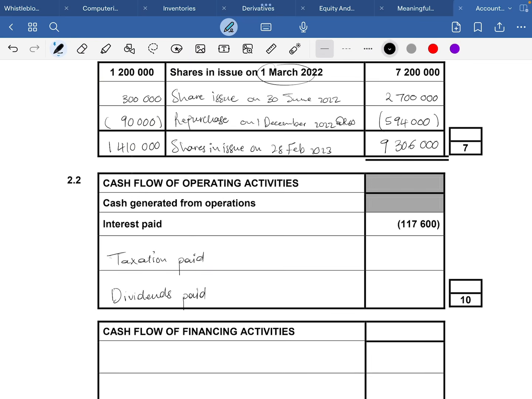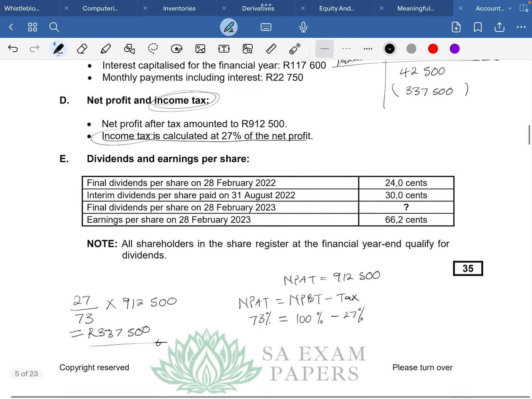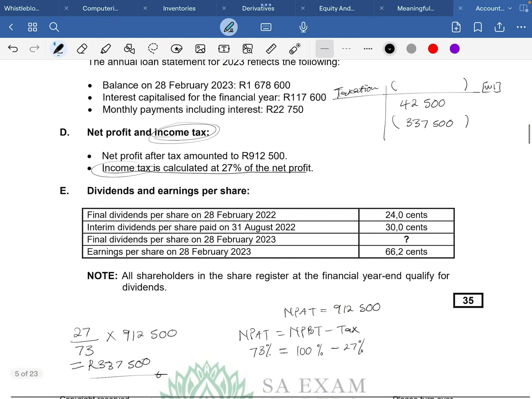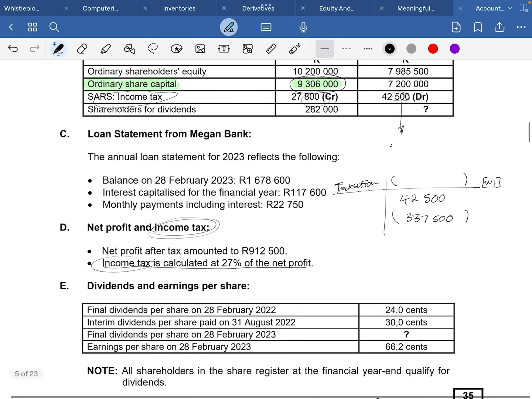Okay, I'll just write the amounts there, and then now we have our closing balance. Closing balance is 27,800 on the credit side. That means we still owe SARS. We have not paid SARS. So it's going to remain as 27,800. It's not an outflow because we have not paid SARS, right?